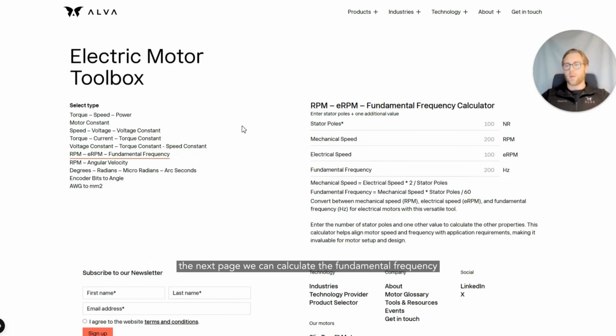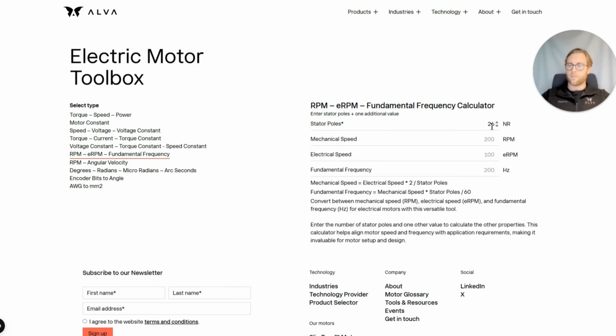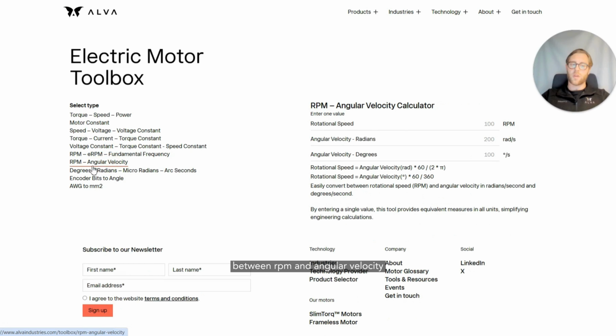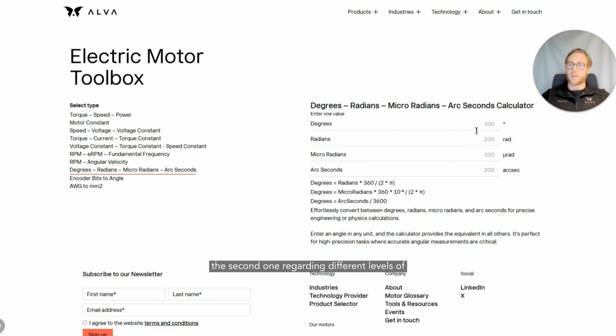In the next page, we can calculate the fundamental frequency. Here we need to enter a value on the stator poles and then one additional value. Then follows two converters. The first one between RPM and angular velocity, and the second one regarding different levels of angular precision.